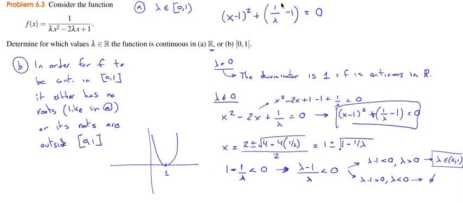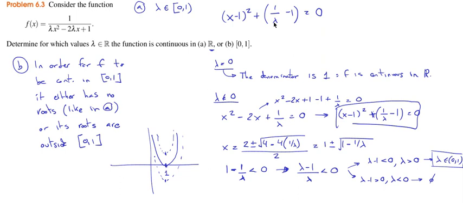And the values of lambda will make it either go up or go down. This will depend on the values of lambda, right? So, for instance, if lambda is, let's say, 1, then this is 1 over 1 minus 1, and we have this particular value, right? Our parabola is actually x squared minus 2x plus 1.